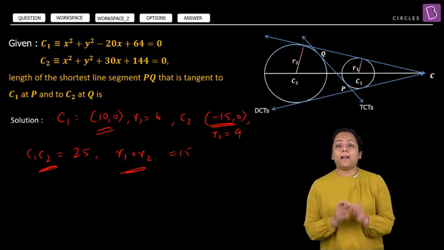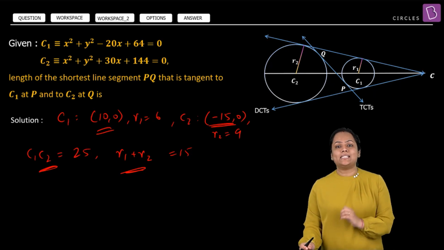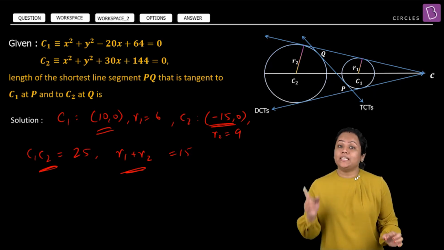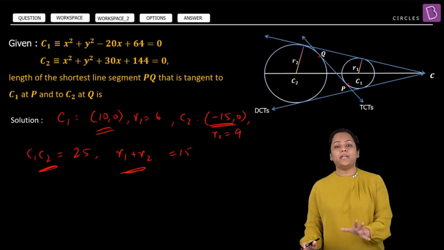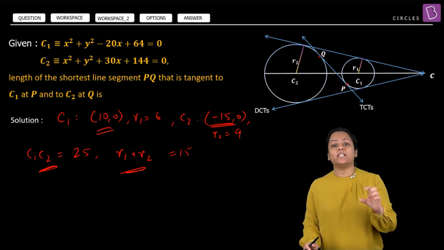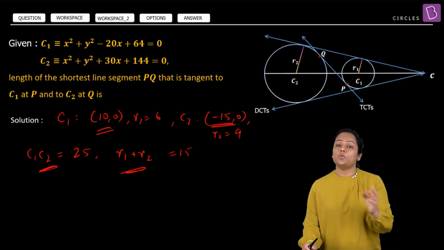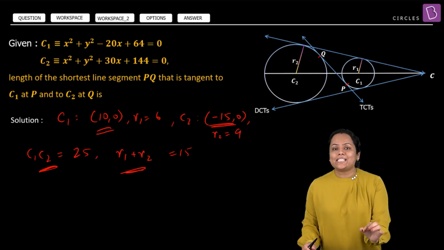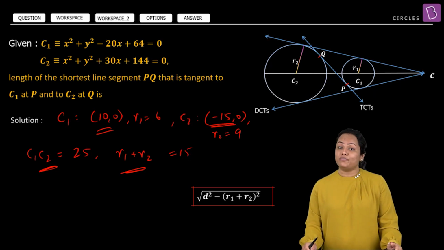Now we can say that PQ, the shortest line segment, will be the transverse common tangent. I can say that PQ will be the transverse common tangent that will give us the shortest length possible. And what is the length of the transverse common tangent? Well, it is root over d square minus (r1 plus r2) whole square. So I have that formula with me.